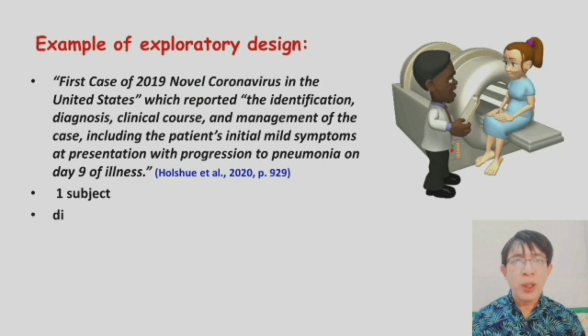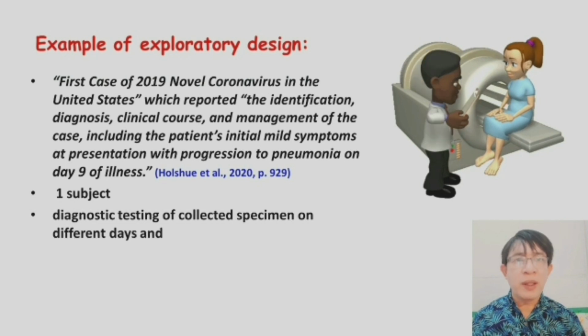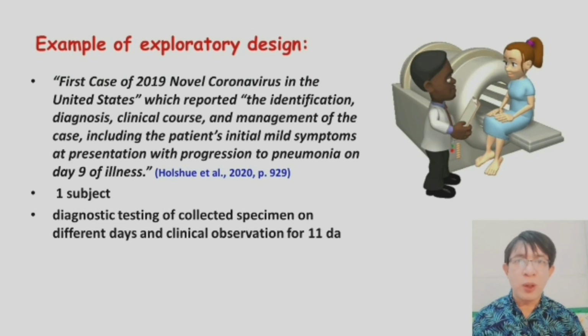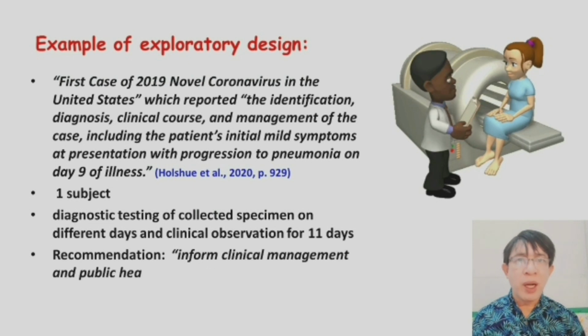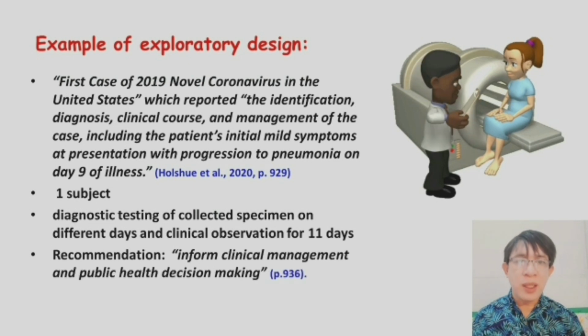The methods employed were diagnostic testing of collected specimens on different days and clinical observations for 11 days. The study recommended the need to determine the full spectrum and natural history of clinical disease, pathogenesis, and duration of viral shedding associated with 2019 nCoV infection to inform clinical management and public health decision-making.